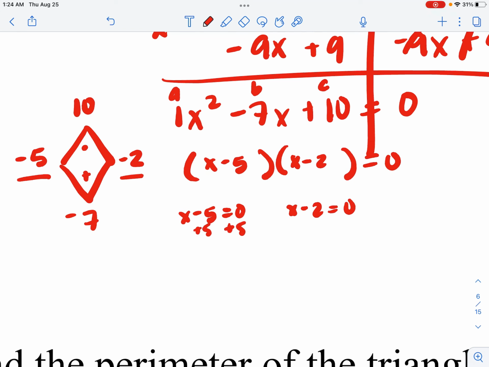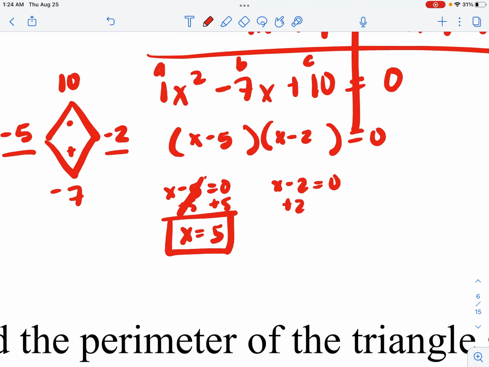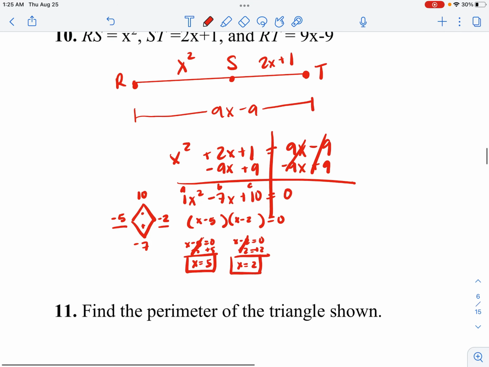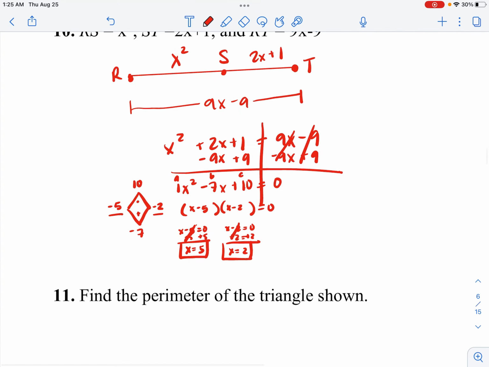Add 5 on both sides. Get x is equal to 5. Other one, plus 2, plus 2. We get x is then equal to 2. And we actually need to check these answers real quick, okay? Let's just check, just to make sure.